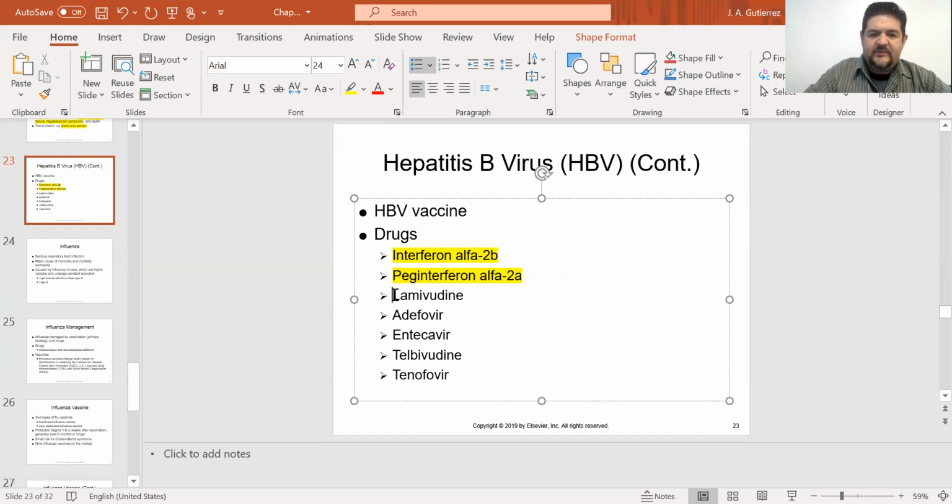And then we have specific drugs: lamivudine, adefovir, entecavir, telbivudine, and tenofovir. All of them, as adverse effects, they have immune suppression, affecting the bone marrow with penias and anemias.